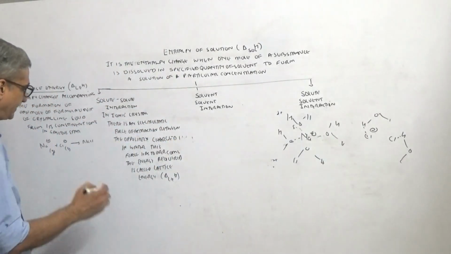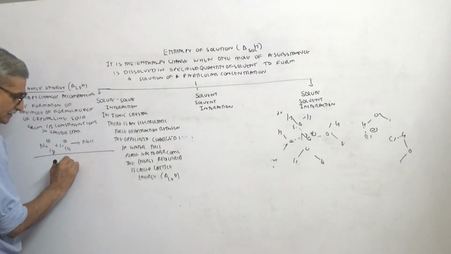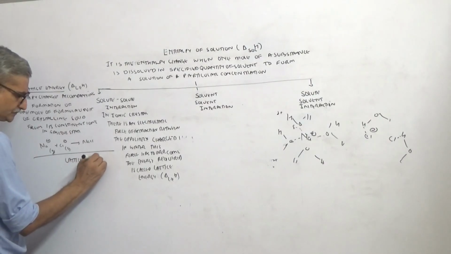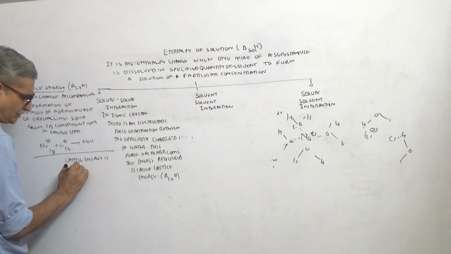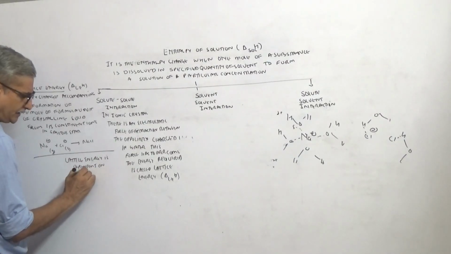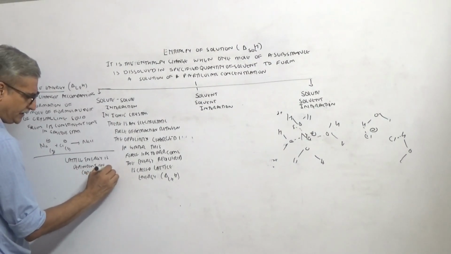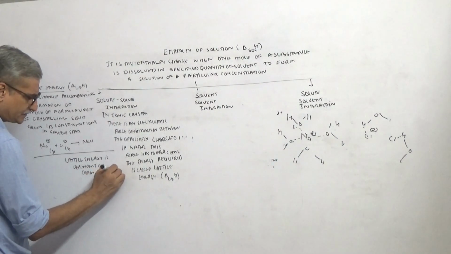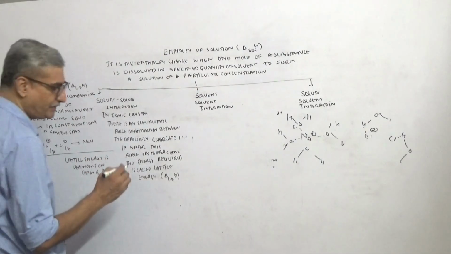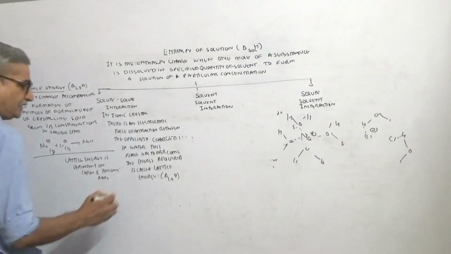So what is this lattice energy dependent on? Lattice energy is dependent on cationic and anionic radii. So let us look at an example. Suppose if I take lithium fluoride.